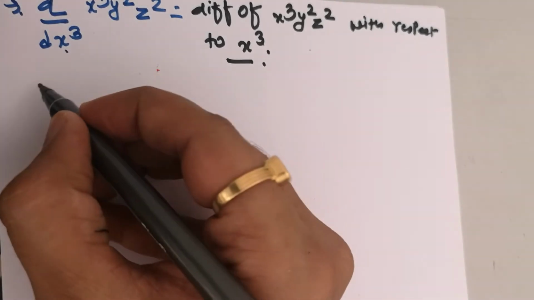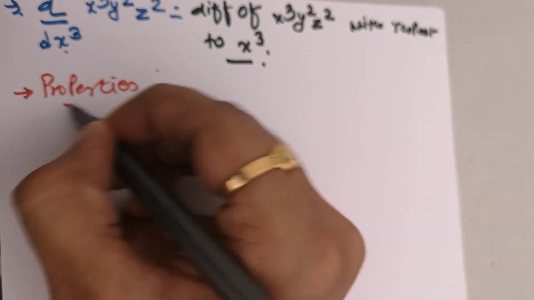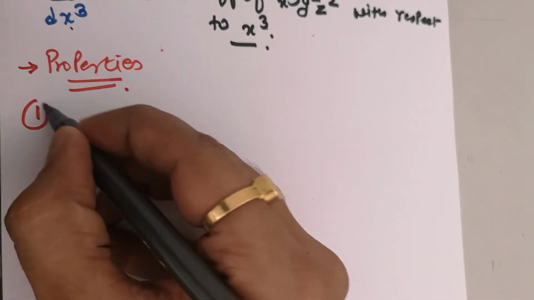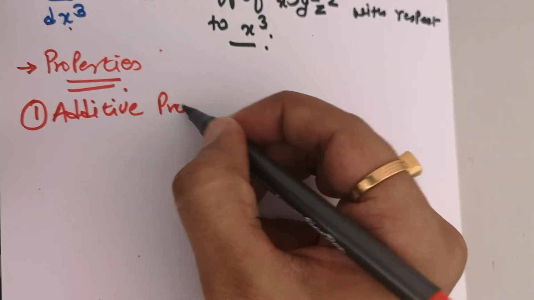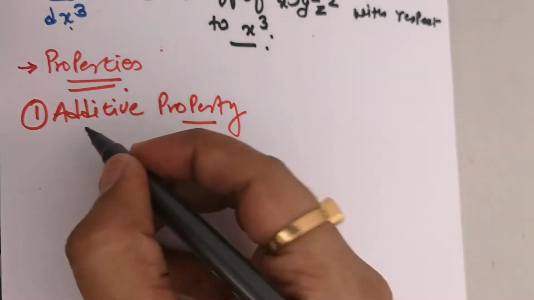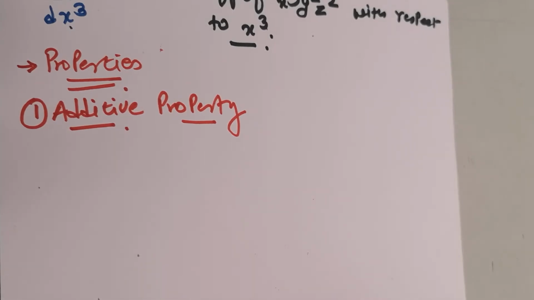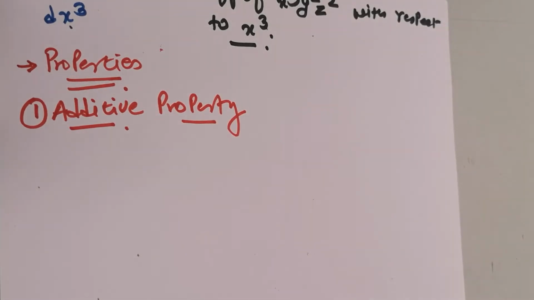Now I want to utilize some of the things called properties. There are four properties of differentiation. The very first property we are learning is called the additive property. Whenever we are gradually learning differentiation, these are the steps we will follow. First of all, we will follow properties, then we will apply our formulas, and then we will do some of the mathematical tasks.